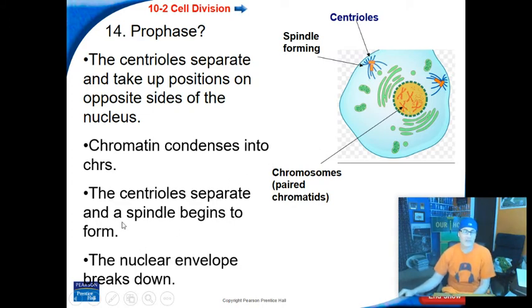Centrioles separate and a spindle begins to form. So this is the spindle. Eventually, it will go all the way across the cell. Nuclear envelope, which is a fancy way of saying the nucleus membrane or the nuclear membrane. An envelope has things in it. That's why they call it the envelope. All right, so the nuclear envelope begins to break down. That's why you see it dotted here.